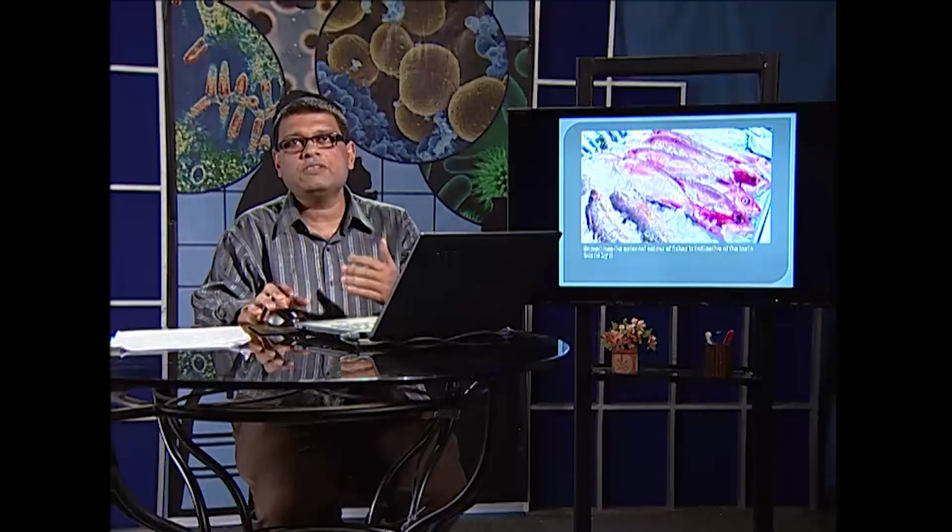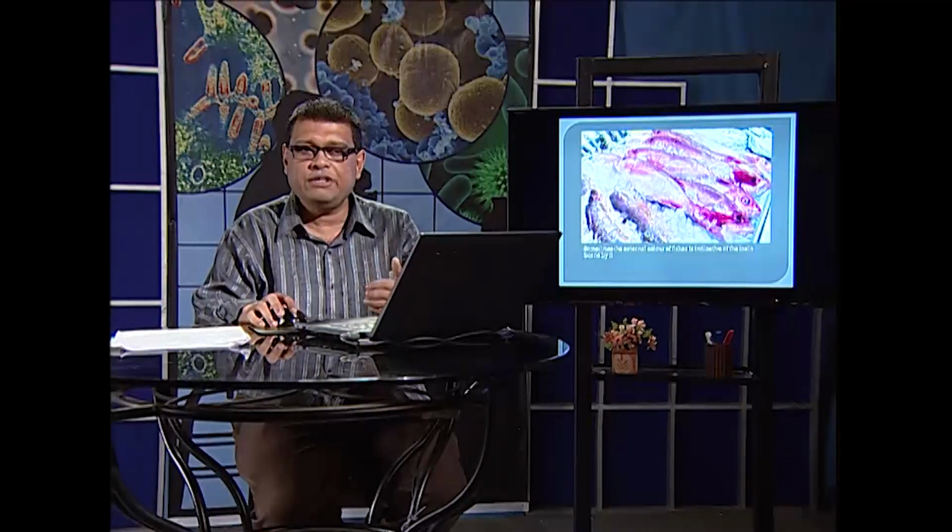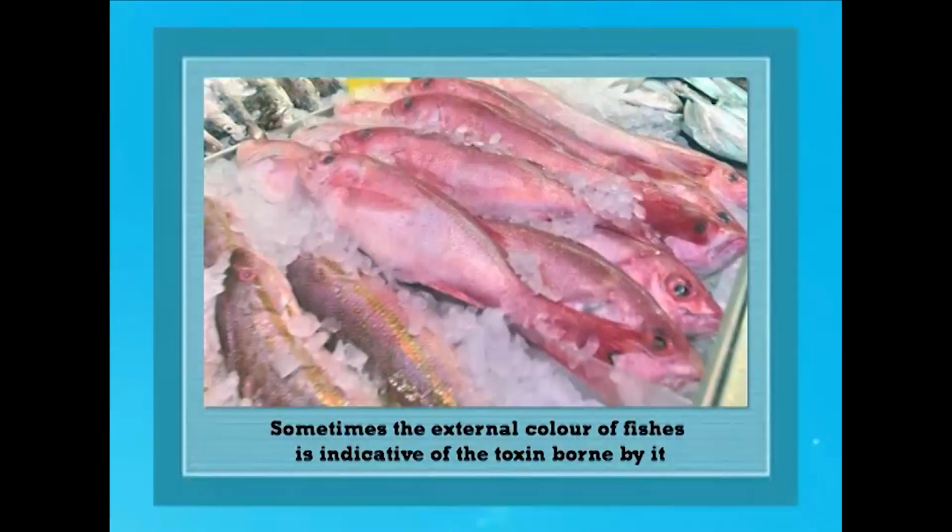Coming to the next important food item, which is fish. They are important because they have very high protein content and also some unique fatty acids like omega-3 fatty acid. Fish contamination is relatively easy to understand because of discoloration and foul odor.